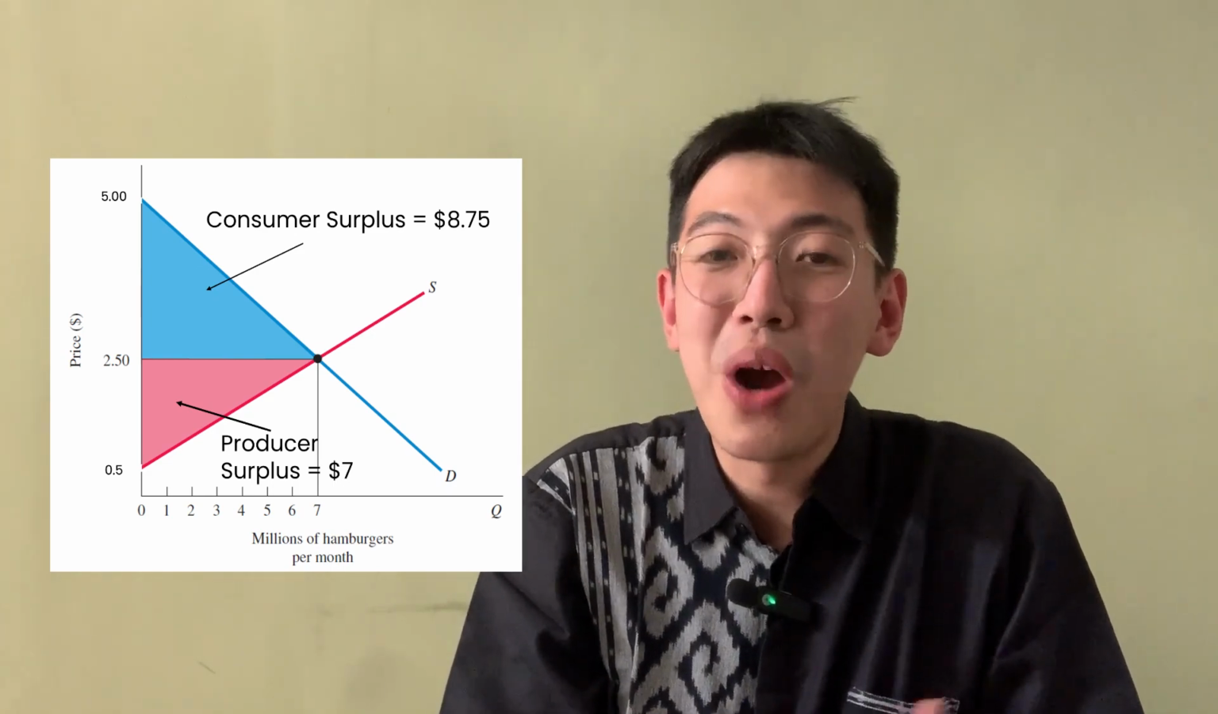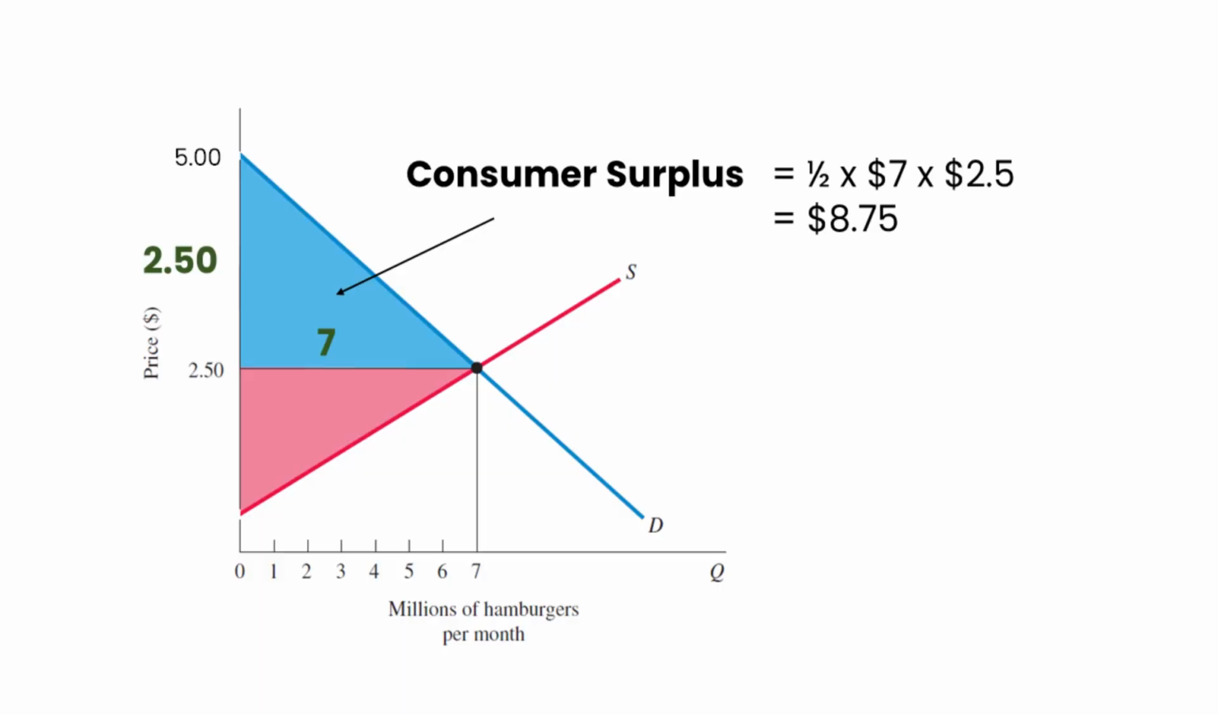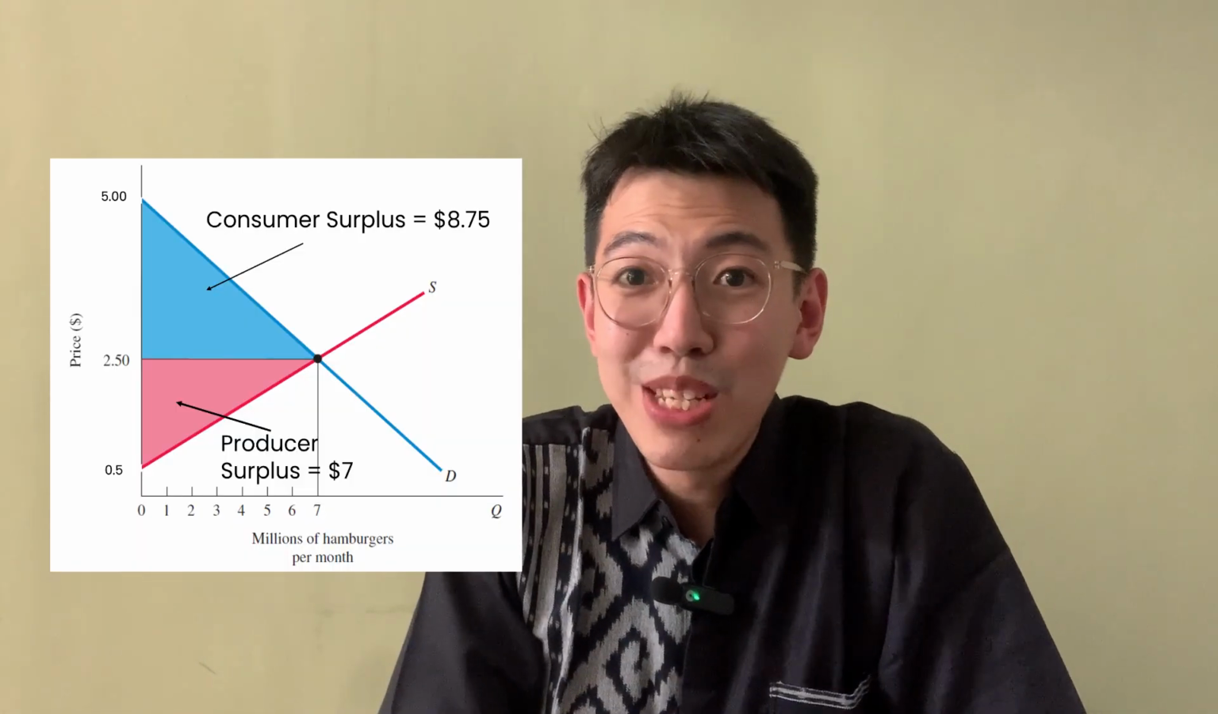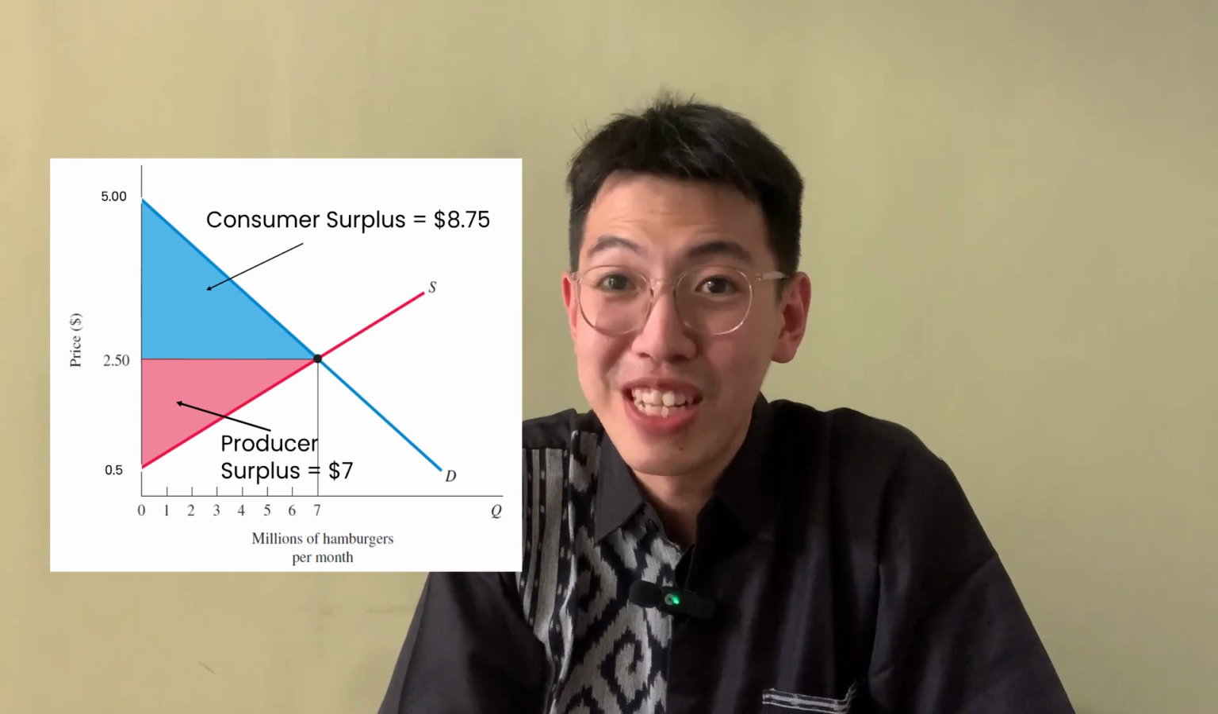So it equals half times the base, which is 7, and the height of the area is 5 minus 2.5. It equals 2.5. So it equals half times 7 times 2.5. It equals $8.75. So the consumer surplus is $8.75. The red area is the producer surplus area. In this area, the market price is higher than the willingness to sell of the seller.